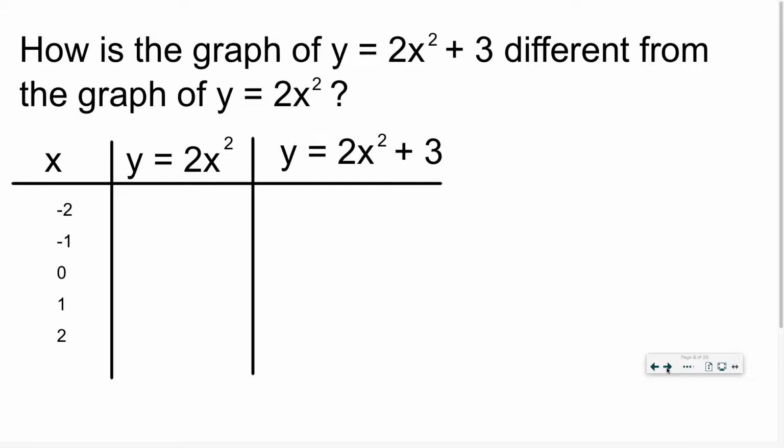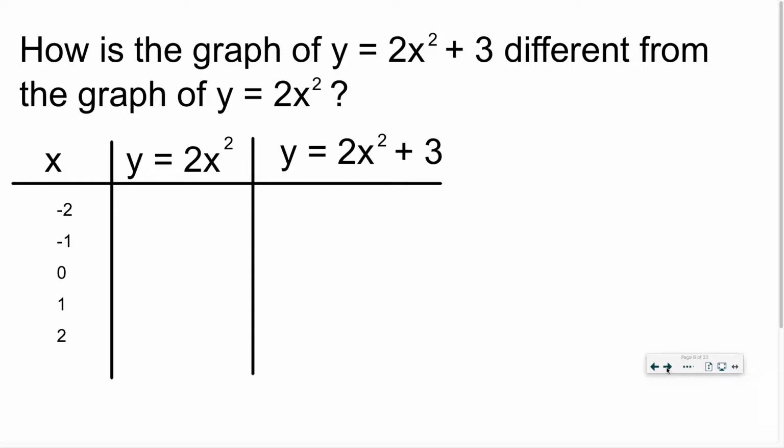If I substitute in, you don't have to go in any order here: -2, -1, 0, 1, 2. They don't have to be big numbers, just to get an idea of the curve of the line. Remember that exponent first, our order of operations: we square the number first, then we multiply by the coefficient. Who wants to help me out with y equals 2x squared?